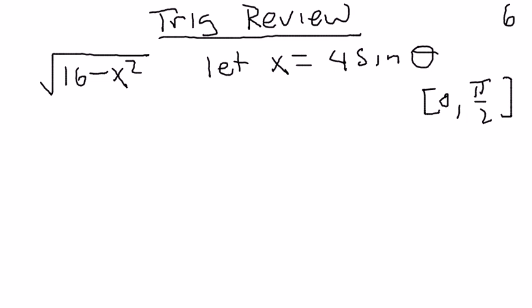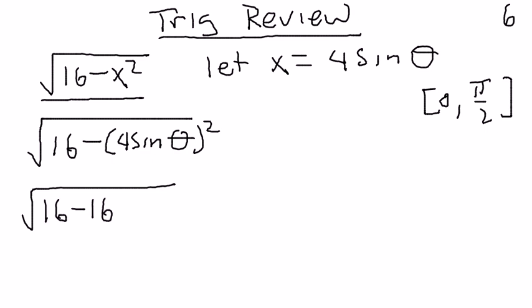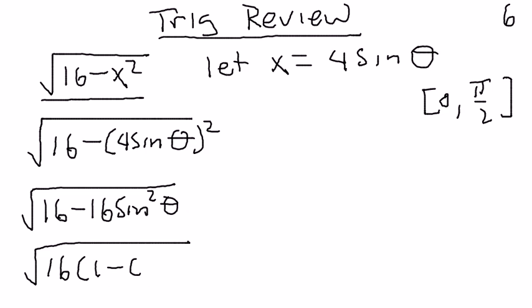So what I want to do is simplify the square root of 16 minus x squared by using this trig substitution and plugging in x equals 4 sine of theta. So I'm going to write it as the square root of 16 minus 4 sine theta squared. If I square out that 4 sine theta, I get the square root of 16 minus 16 sine squared theta. Factor out the 16 they have in common. I get 16 times 1 minus sine squared theta.